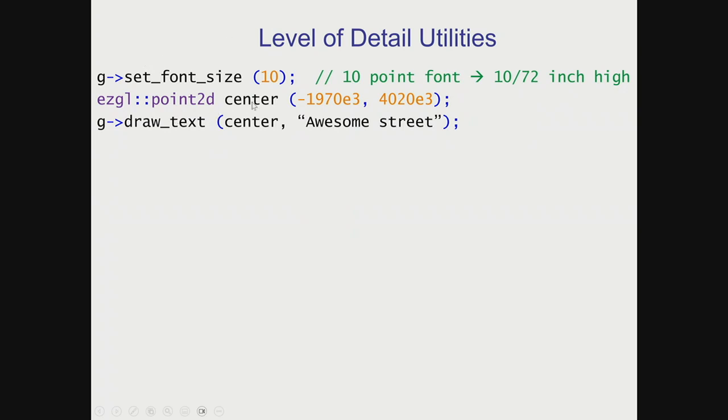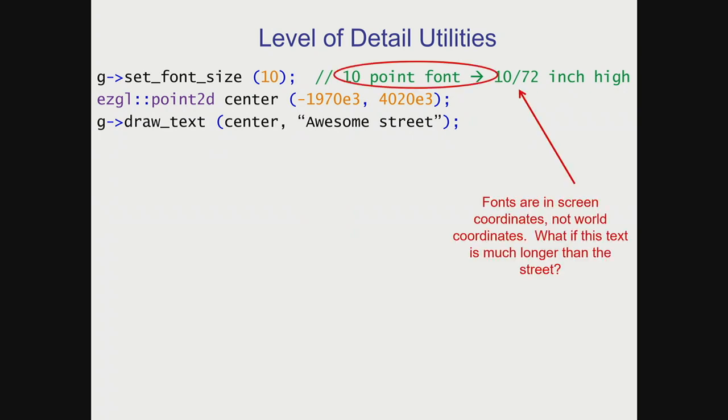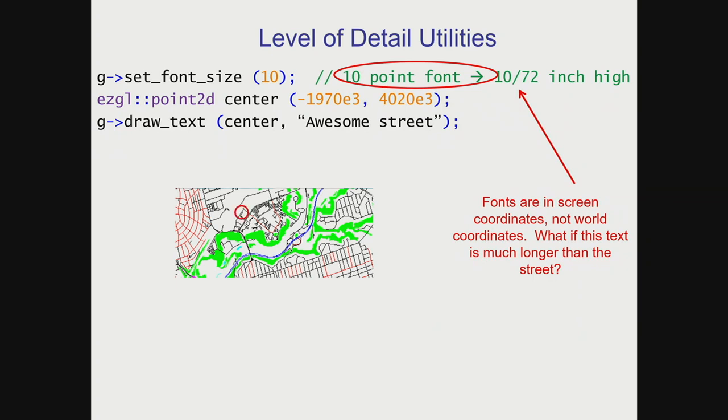The way you draw text is you basically pick a point. I've taken a point in my world coordinates here, and I've said I want to draw this string, and it'll be drawn in a 10-point font centered at that point. You can also change attributes to say I want it right justified or left justified as well if you want. But this is going to center awesome street. It's going to be 10/72 of an inch high, centered at that world coordinate. So let's say that I'm zoomed out quite a bit, and this is a relatively small street. Then that size of text could actually be much bigger than a street, which looks a bit silly.